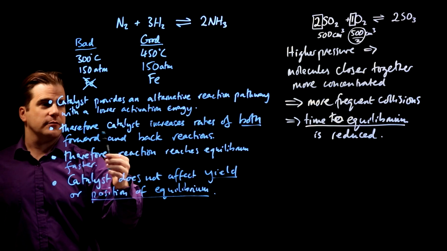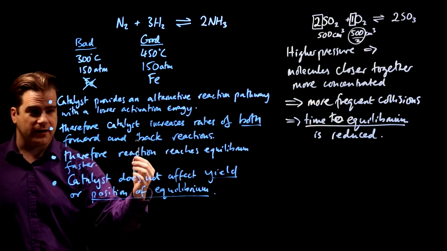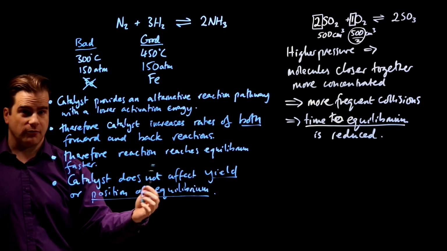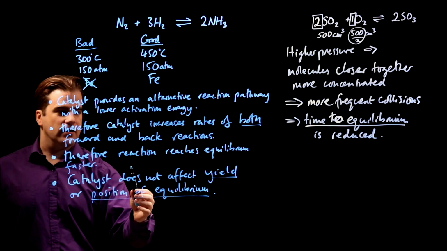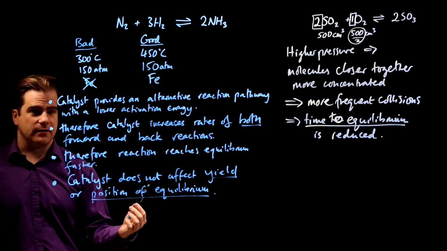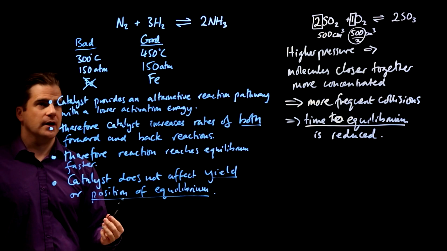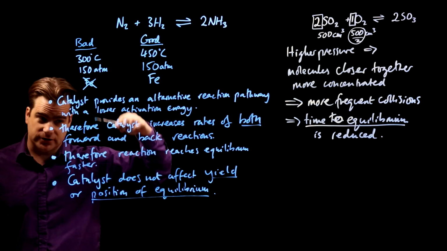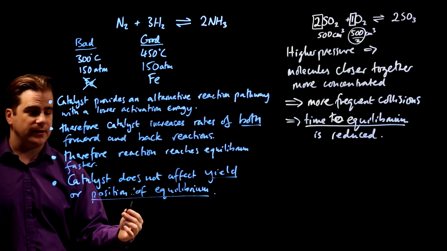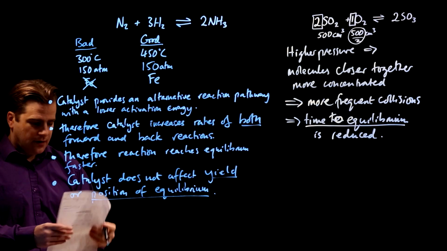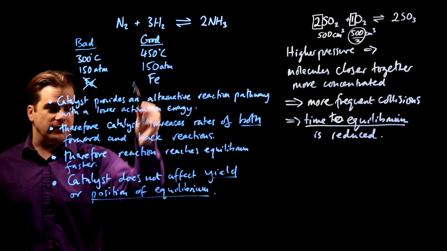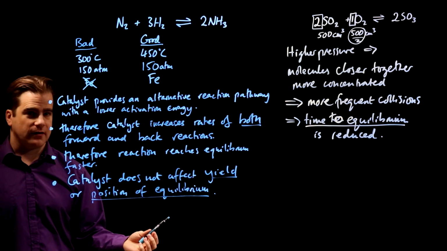Catalysts provide an alternative reaction pathway with a lower activation energy, therefore they increase the rate of both the forward and backward reactions, therefore the reaction reaches equilibrium faster. Okay? So, we've covered catalysts, we've used our knowledge, we've just got down on the paper as much as we can. And so that's why it's better to use a catalyst, because it reaches equilibrium faster.